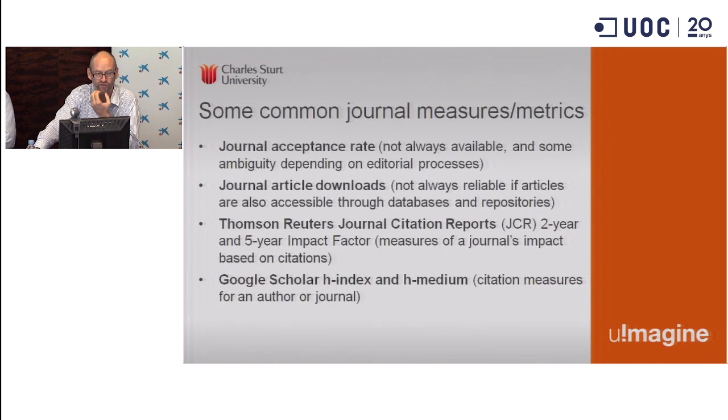A second measure is just journal article downloads, nothing fancy about that. But they're not always reliable measures because a lot of journals exist not only on their own website, but also in various databases and repositories. And so sometimes you're provided with the data from other databases so that you can pull that together to work out the downloads of an article. But it's not always possible to see how many downloads have occurred in repositories like ResearchGate or even institutional repositories. So article download statistics are often difficult to get in a reliable way.